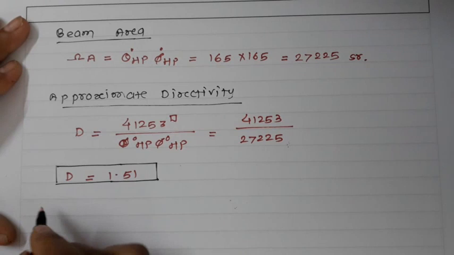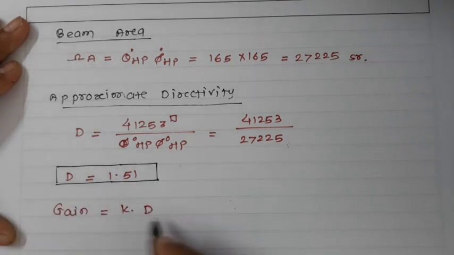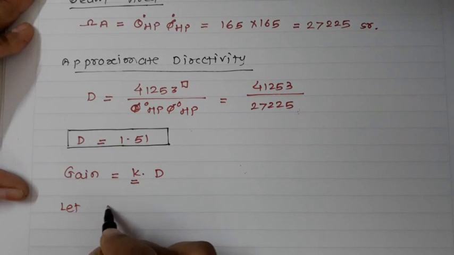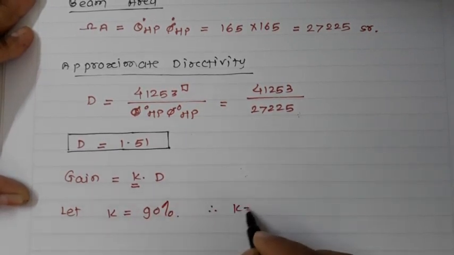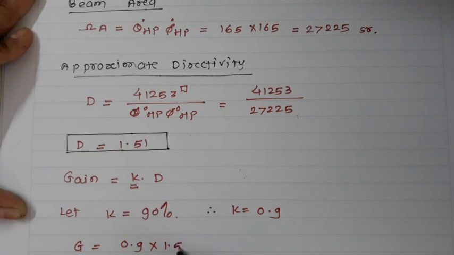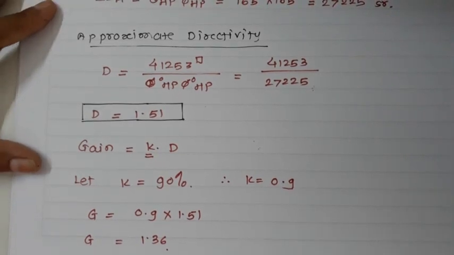Now let us calculate the gain. Gain is equal to K into D, where K is the antenna efficiency. So let the antenna efficiency K be equal to 90%. Therefore K is 0.9. So G is equal to 0.9 into 1.51. So I am getting the gain equal to 1.36. So here I have calculated the gain.